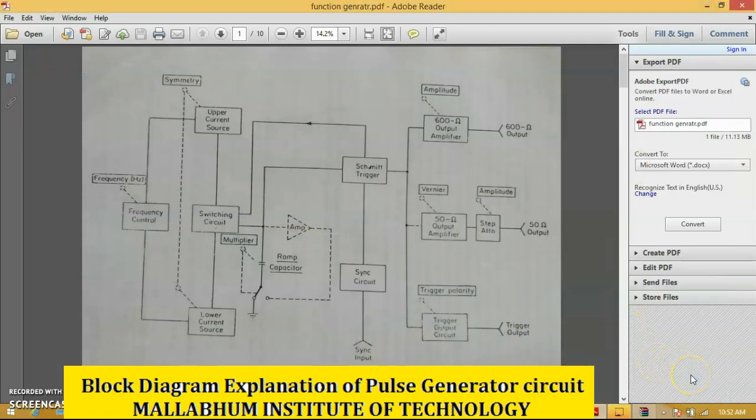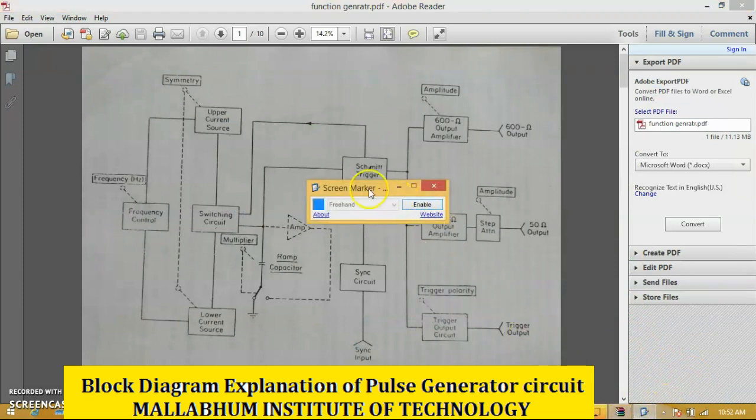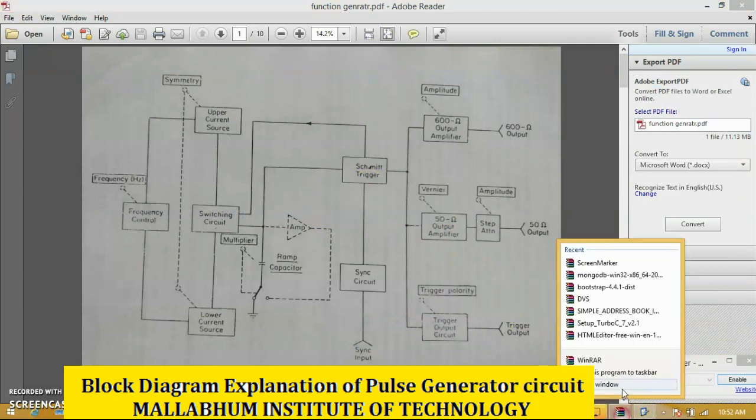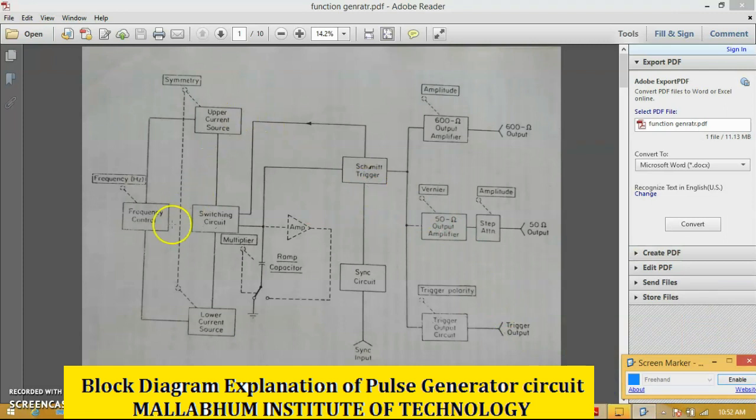Now in the basic block diagram circuit, you can see that there are two current sources. First of all, there is the frequency control. Now this frequency control is actually controlling the frequency of the output waveform. Whatever the output waveform may be, it can be controlled with the help of this frequency controller.